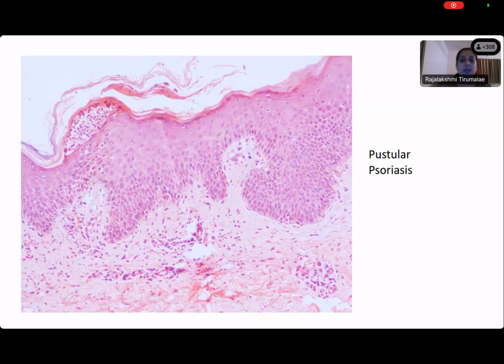Now, in some instances, you may not have the classical features. If you look at this, there's a subcorneal pustule here, but if you look at the stratum corneum, it almost looks normal except for a little bit of parakeratosis here. So it's very difficult to make a diagnosis of pustular psoriasis and to differentiate it from other conditions like pustular drug eruptions. Now, the only telltale sign that you have here is there are a few dilated blood vessels, right?